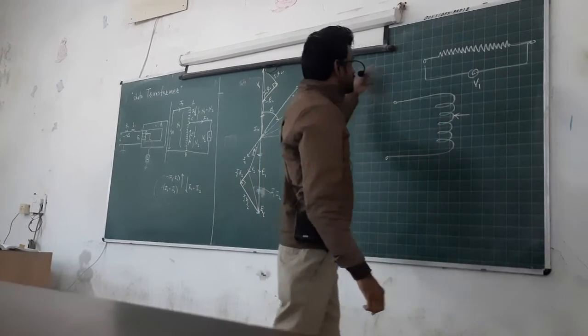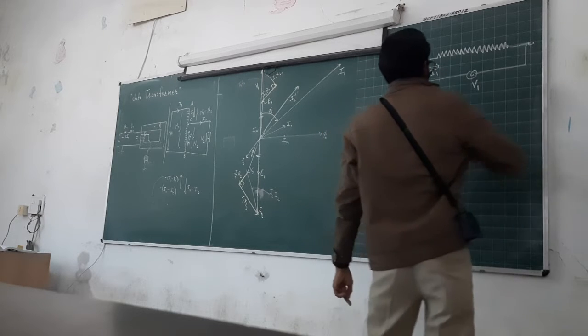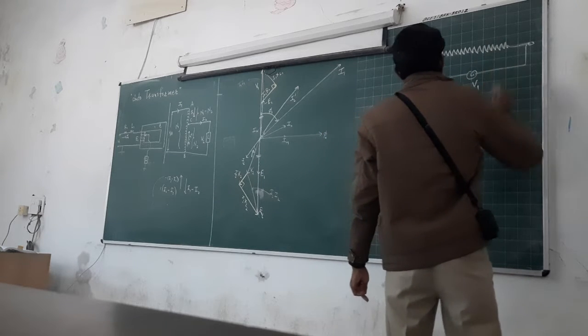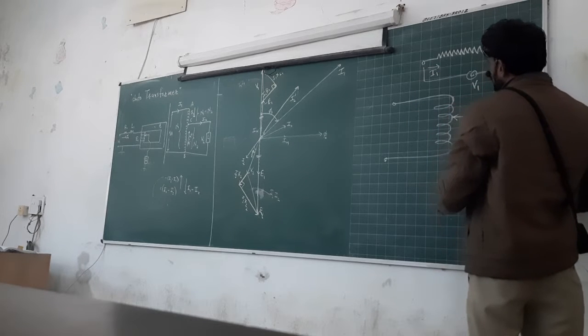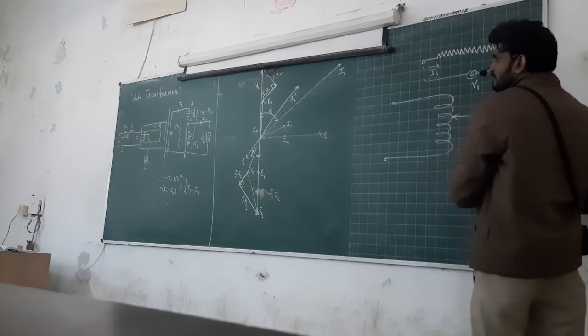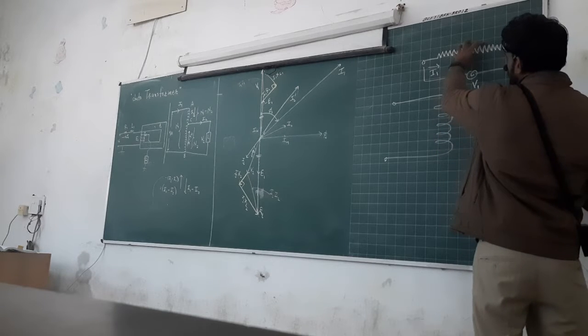So some current flows in this direction, let's say I1. And this resistor is R1, so I1 R1. What is the voltage drop across the resistance I1 R1? The amount is exactly equal to V1, because V1 voltage is already given to this resistor.